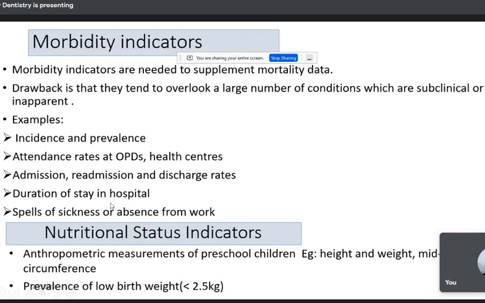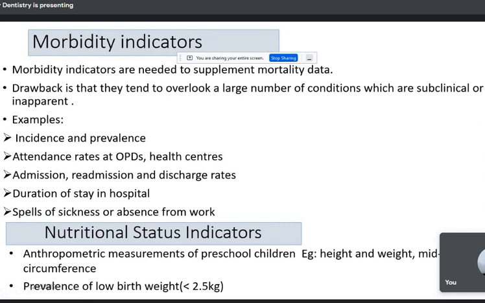But here we are coming to the medical condition. Attendance rate in the OPD or health center means how many people visited the OPD or the health center. That will show how many people were actually sick, because people will visit the hospital only when they are sick, right? So, the attendance rate in the OPD, admission, readmission, and the discharge rate. When admission and readmission are very high, that means there is very high morbidity. But when the discharge rate is very high, that shows the morbidity is decreasing.